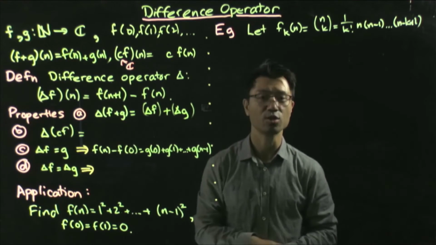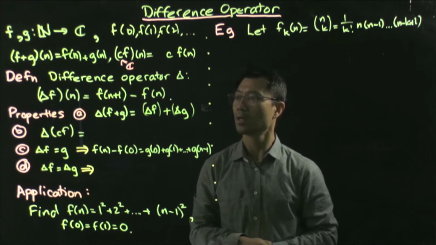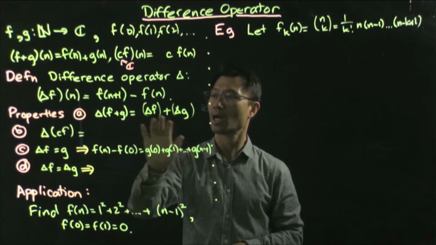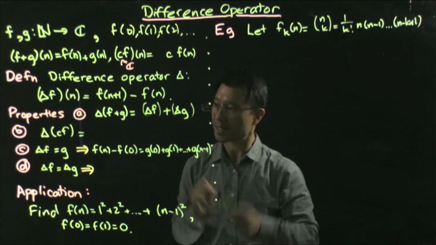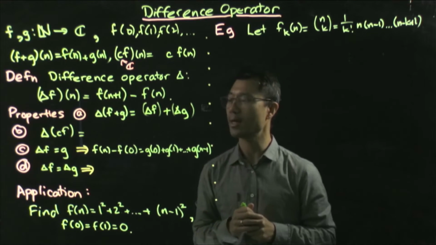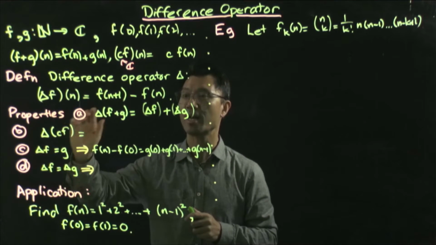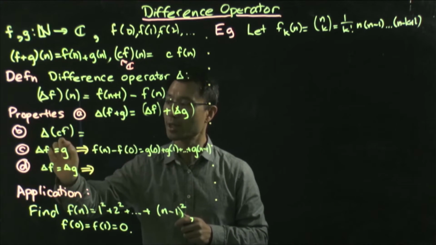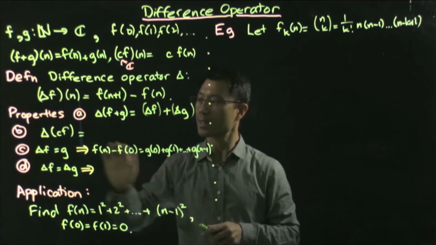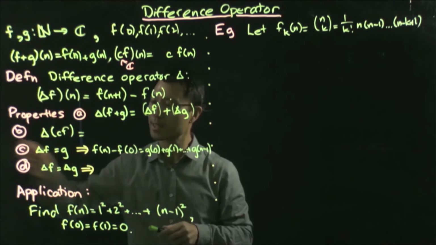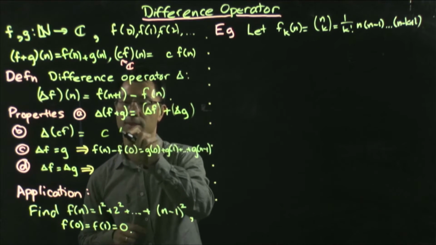I won't prove this, it's quite easy to prove. But you can do this as an easy exercise. Similarly, you know that when you try to differentiate a scalar multiple of some function, you can pull that scalar out. The same formula works here. You can pull this scalar out to get c times delta.